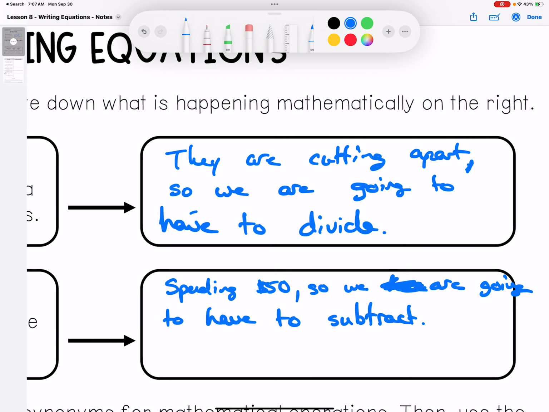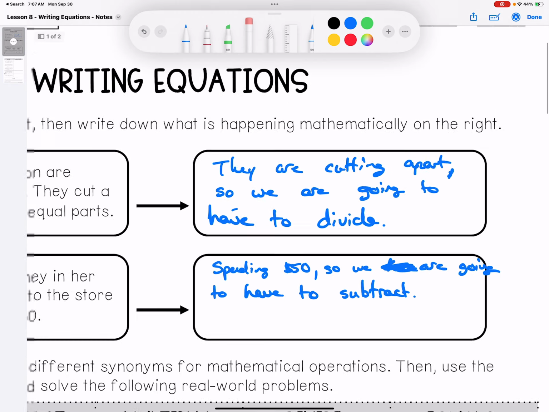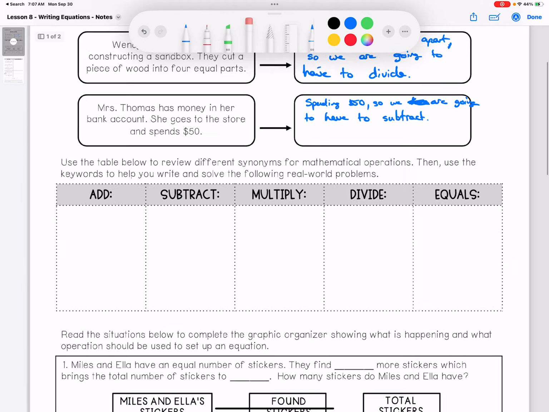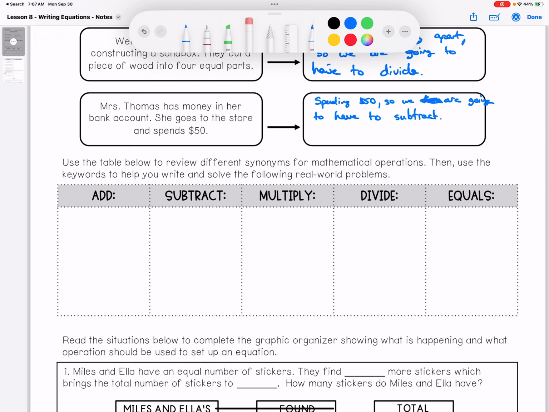So there's key words that tell us. In the first one, cutting apart told us divide. And in the second one, spending means subtraction. So there's key words that we look for. What are those key words? Let's discover some. We're going to use the table below to review different synonyms, which are different words, for mathematical operations. Then we're going to use these keywords to help us write and solve the following real-world problems, aka word problems.